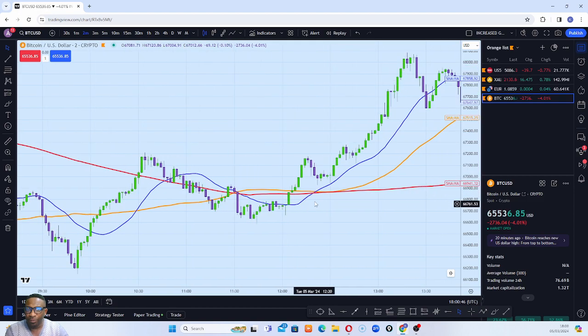It came back for a test, and this pullback here, that's what I also say you should do with understanding. Doing it with understanding is what I mean by this: when you see that the 20 moving average, the blue line, has crossed above the 50 moving average, you expect a pullback to the 20 moving average or near it, or sometimes it will fall between the 20 and the 50, which also happens to be a good setup for you to take.